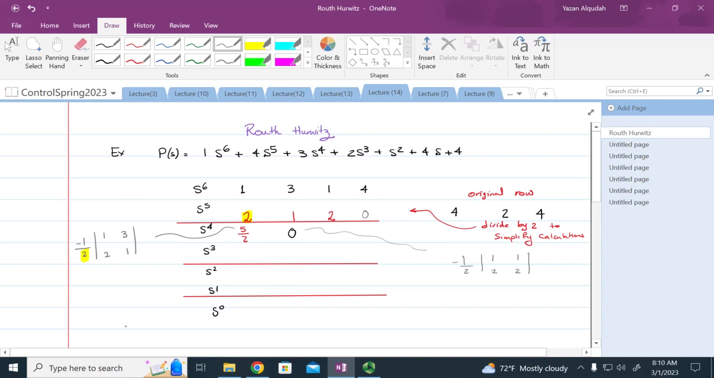Anybody? It is a 4. Negative 1 over 2, and then 1, 2, 4, and 0. And apparently, every time this element is above a 0, it's just going to come down as is. The result is going to be such that it is a 4.